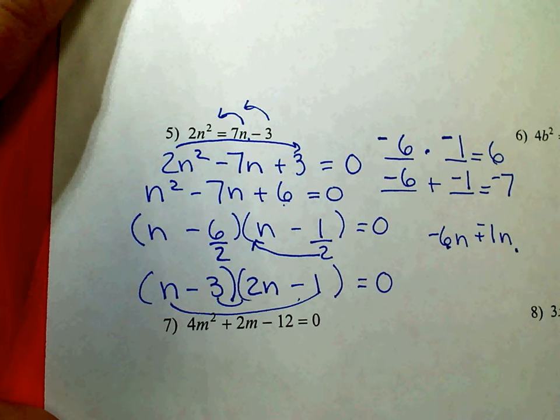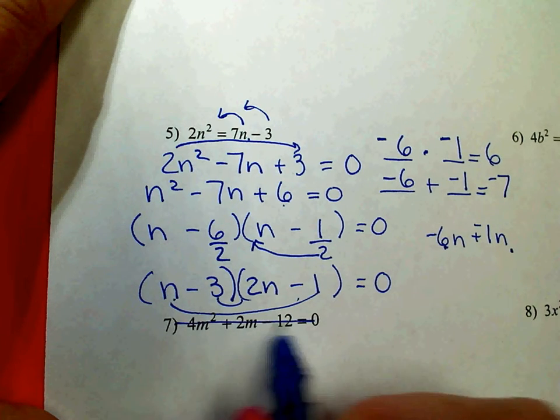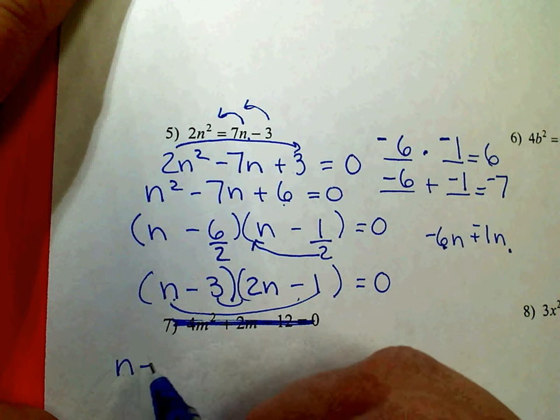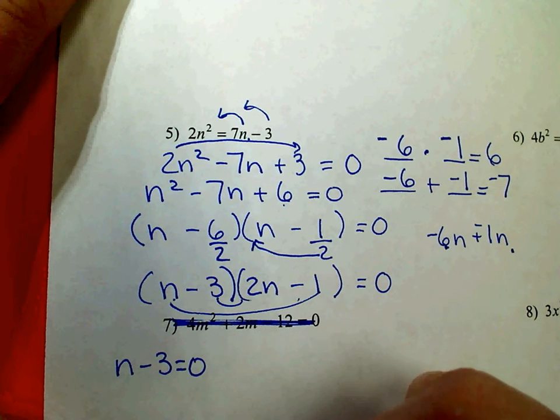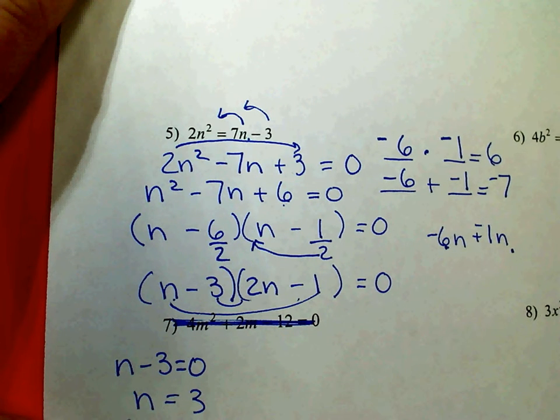So for this parenthesis, n minus 3, ignore this problem here, sorry about that. If n minus 3 is 0, then you know that n would have to be 3, since 3 minus 3 makes 0. There's your first answer.